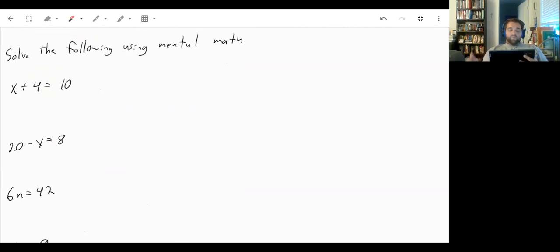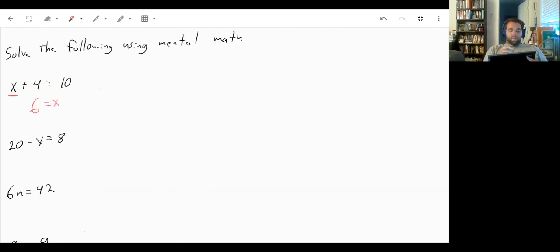So the next portion for us is we're going to look at trying to solve some things using just some mental math. So instead of actually trying to do steps, we're just going to think through and process out loud. So what number plus 4 gets us to 10? Well, that would be 6. 6 plus 4 is 10. So x has to be 6.